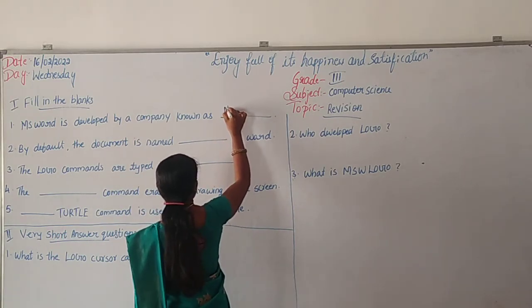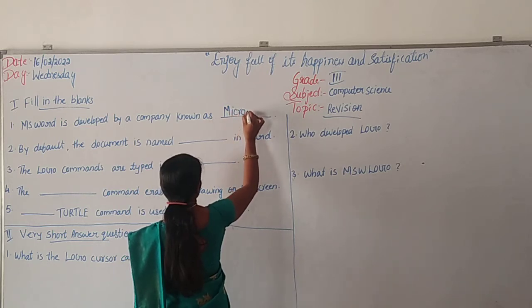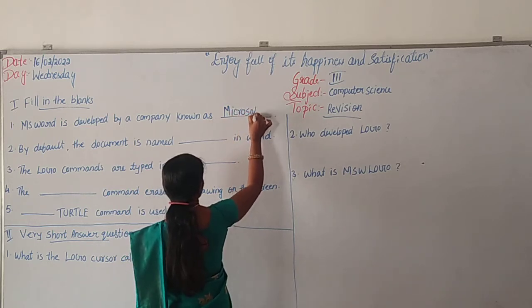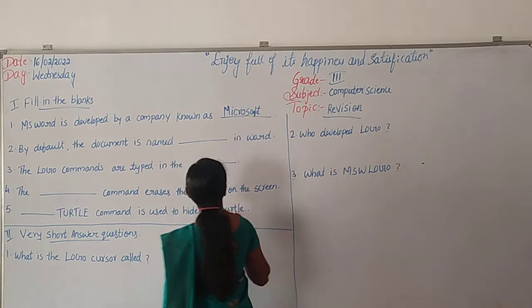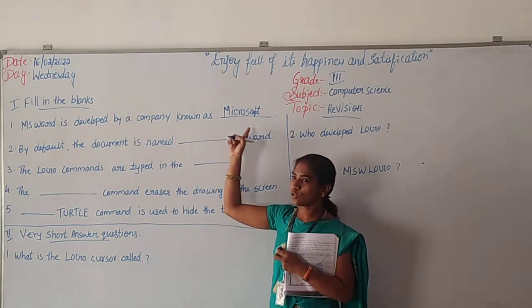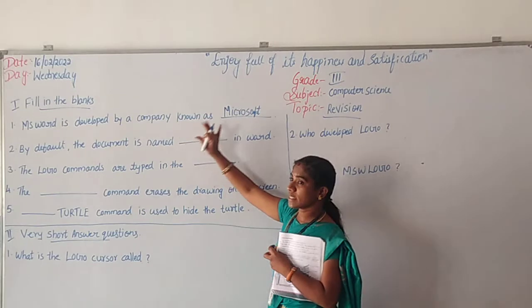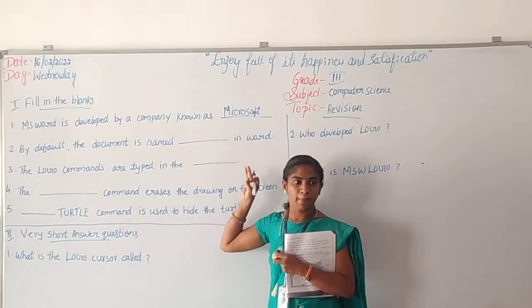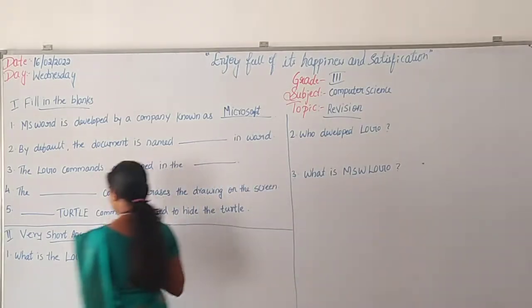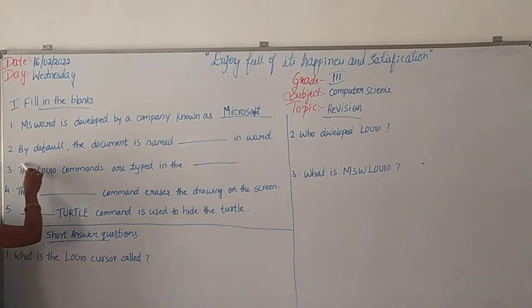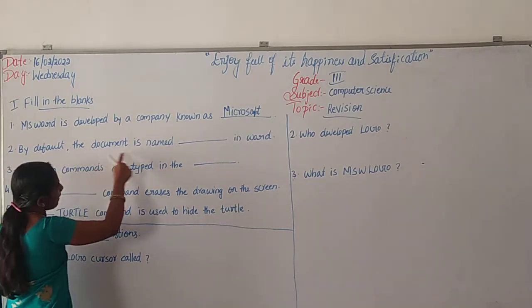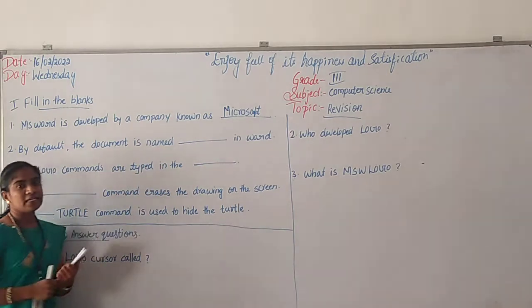Spelling: M-I-C-R-O-S-O-F-T. Microsoft. Very easy, no? Read the question carefully and write the answer, okay? Then next. By default, the document is named dash in Word.